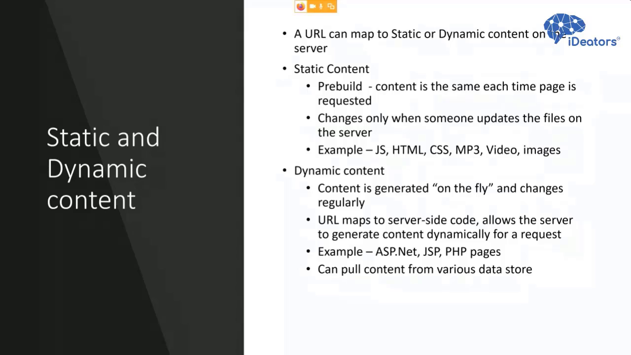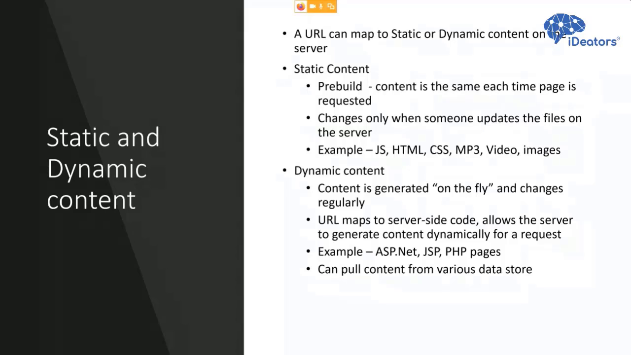An example of static content is JS, HTML, CSS, MP3, video, and images. These files don't change very frequently and are static. And you have dynamic content. The dynamic content is generated on the fly.